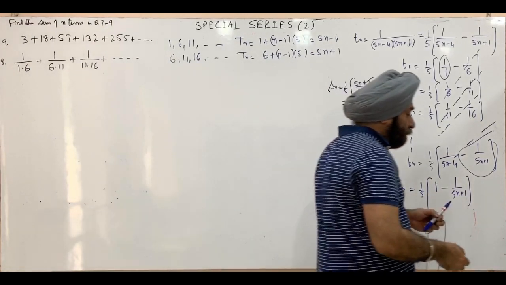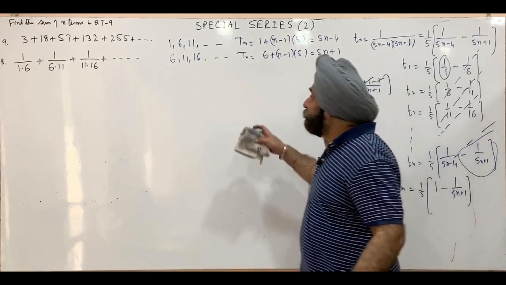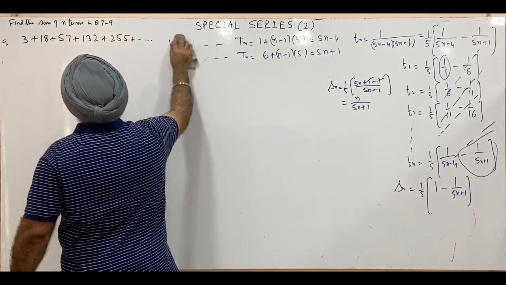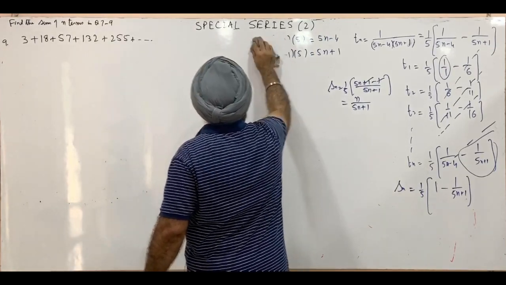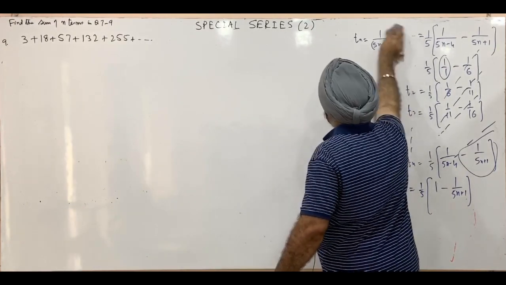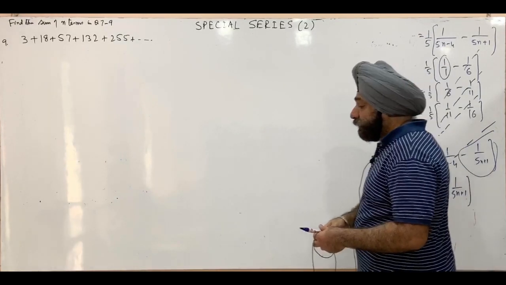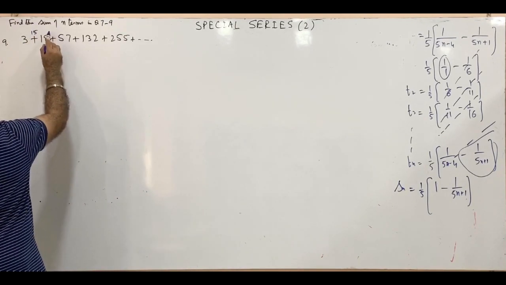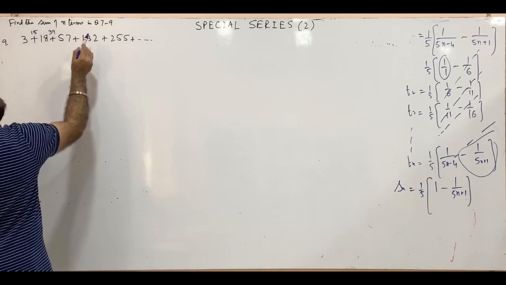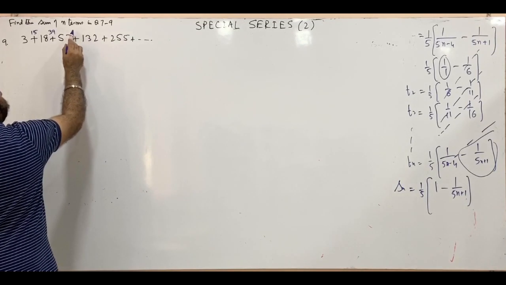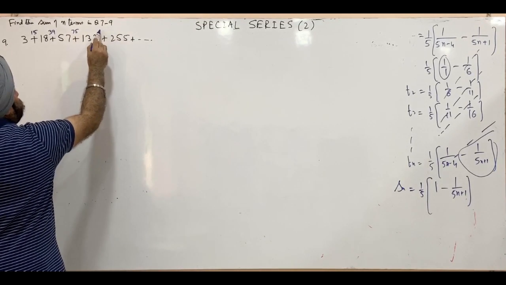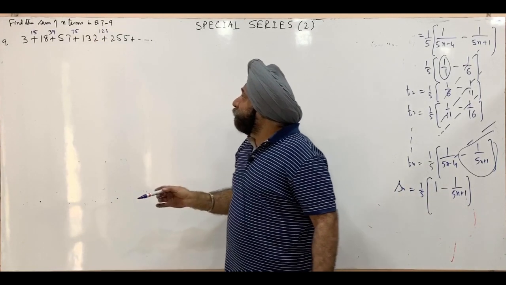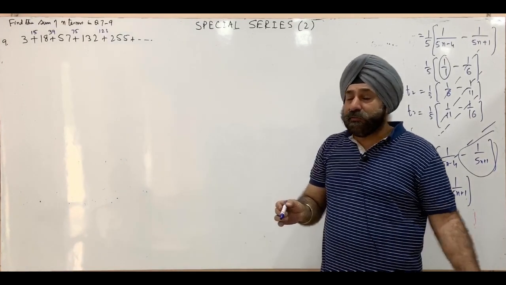Now the last question. We have to find the sum of n terms of the series in which the first term is 3. Next we have 18, then 57, then 132, 255 and so on. Find out the difference of 18 and 3. This is 15, this one is 39, next will be 75, it's 123 here. So 15, 39, 75, 123, these are the first differences.